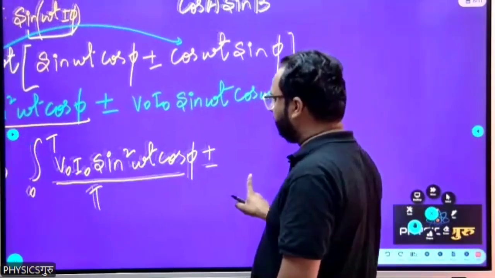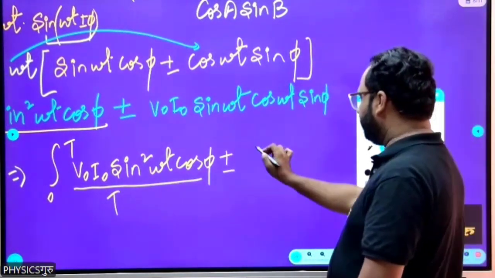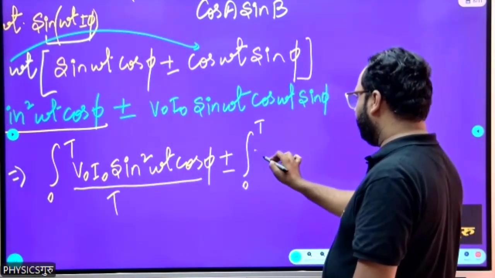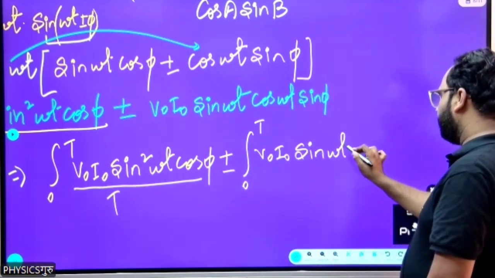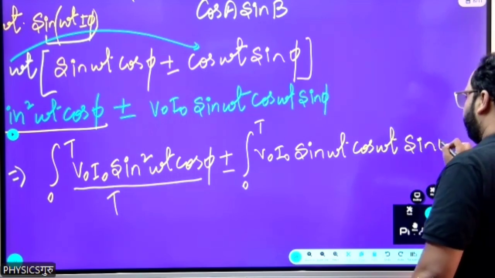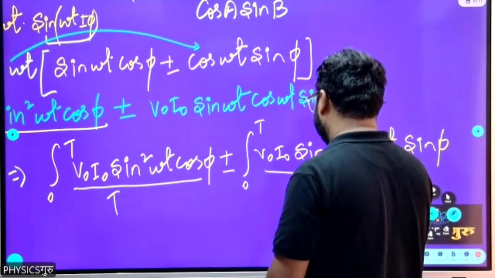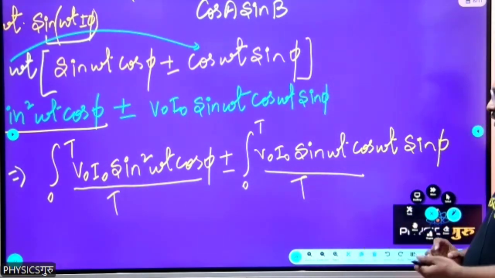After that, we have to apply this formula for this term. The formula is the integral from 0 to T of V naught I naught sine omega t cos omega t sine phi, divided by T. We have to individually integrate these two terms.